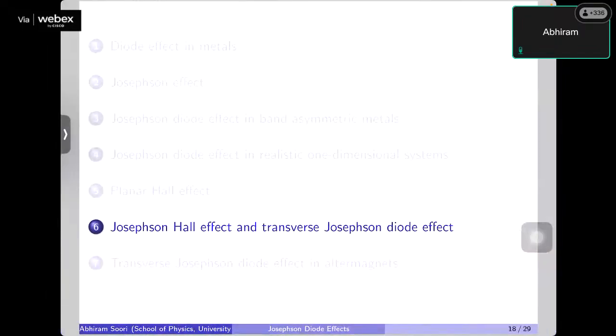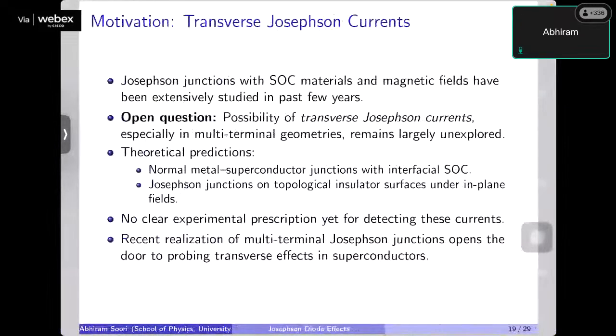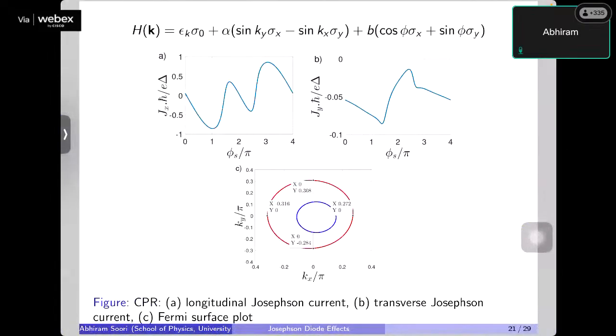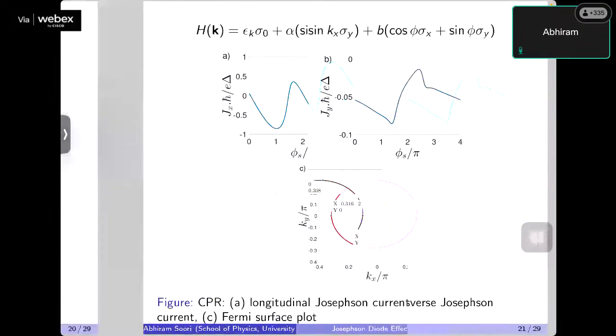Okay, so the Josephson Hall effect and transverse Josephson diode effect. What is this? Basically you take a lattice like this. You take four superconductors, these blue patches here. In the middle you have a spin orbit coupled region, or you can also have altermagnets with spin orbit coupling. Now if you have this kind of system, you apply a phase bias from left to right. There's a superconductor on the left, there's a superconductor on the right.